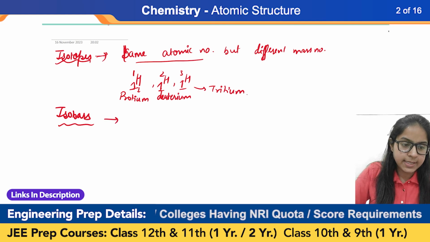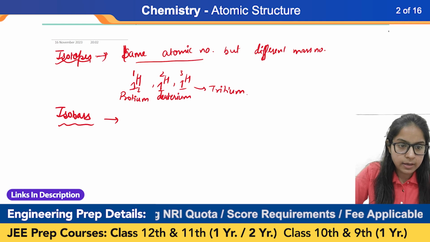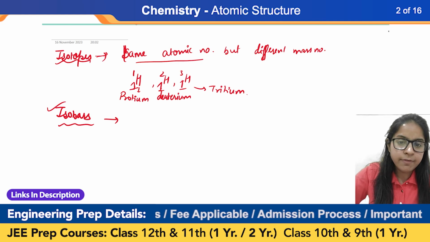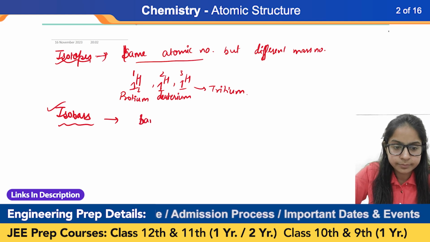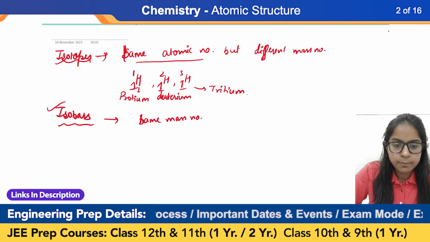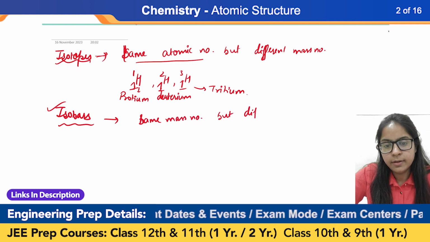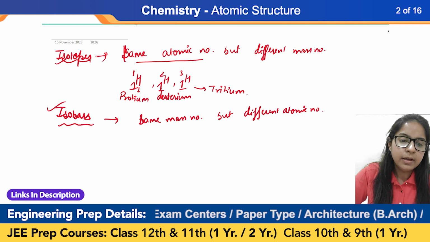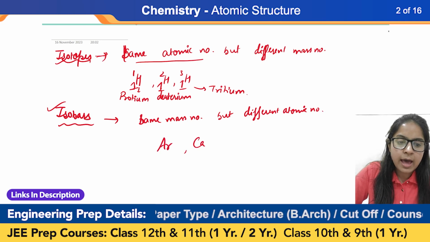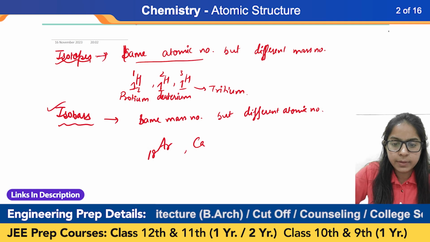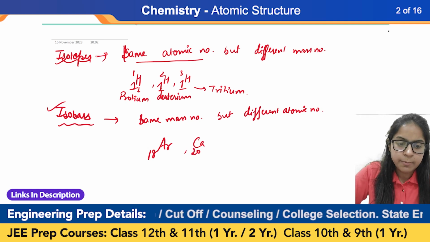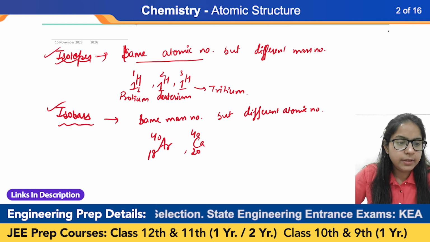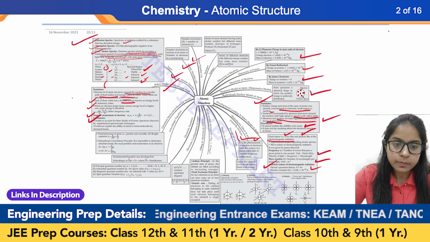Now the next one is isobars. Isobars have the same mass number but different atomic number. For example, argon and calcium. Argon and calcium have different atomic numbers, 18 and 20, but the mass number of argon and calcium is 40. So I hope I am clear with these two terms, isotopes and isobars.